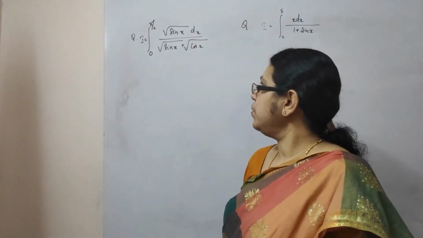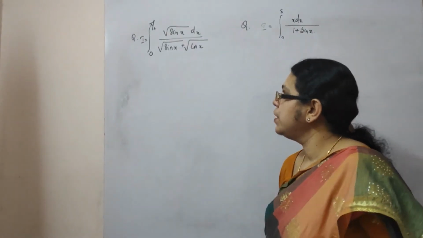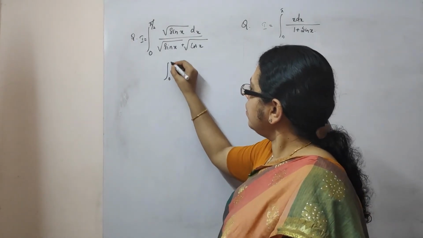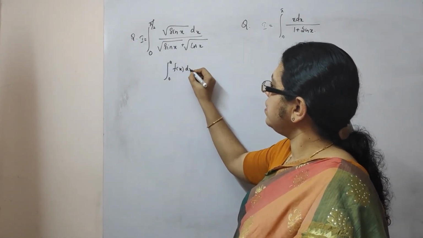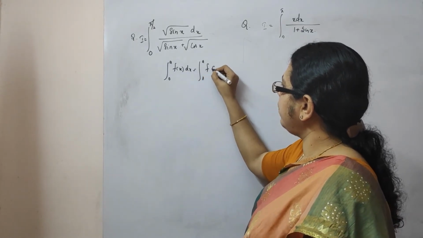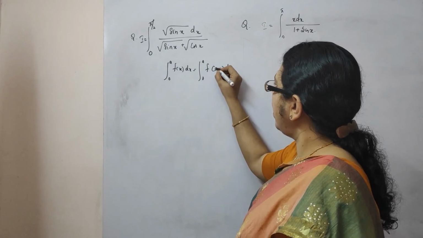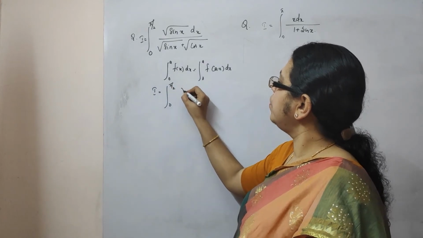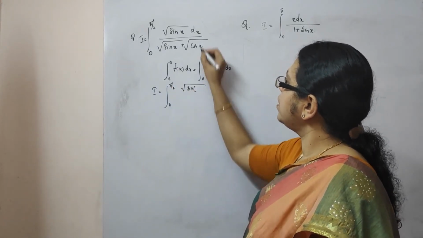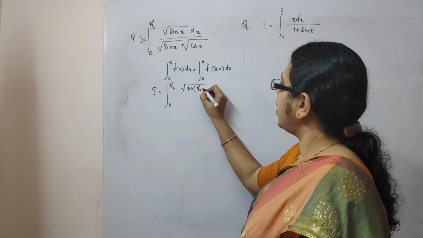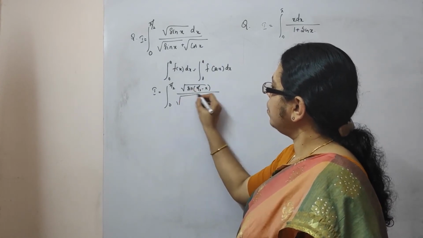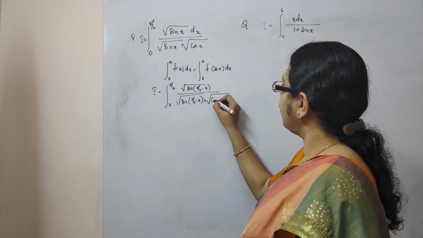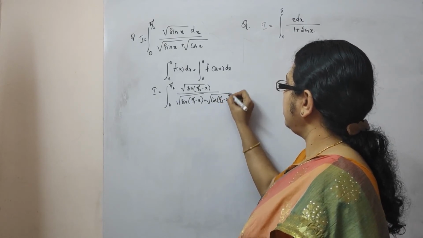Integral 0 to pi by 2 root of sin x dx by root of sin x plus cos x. Now I apply the property here. Integral 0 to a f of x dx is same as integral 0 to a f of a minus x dx. So applying this property here, what do I get? I is equal to integral 0 to pi by 2 root of sine of, in the place of x I will have a minus x. Here it is pi by 2 minus x by root of sine of pi by 2 minus x plus root of cos pi by 2 minus x into dx.